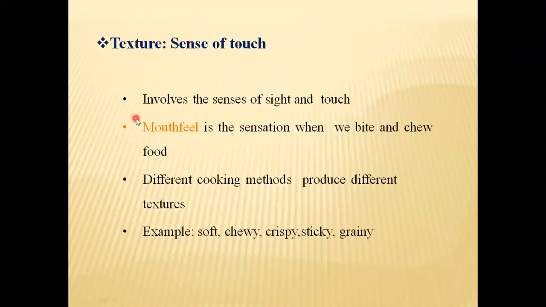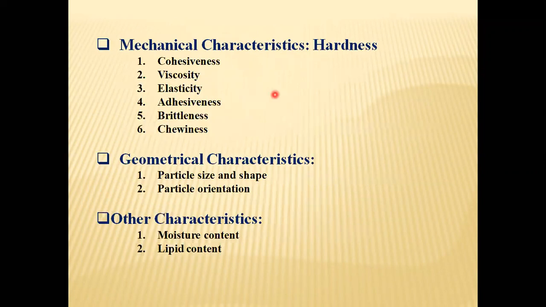Now we will deal with texture. What is meant by texture? Texture of a particular food product is tested by the sense of touch. It involves the sense of sight as well as touch. Mouth feel and hand feel both indicate the texture of that particular food product. So there are different mechanical characteristics, then geometrical characteristics and other characteristics, which indicate what kind of texture that particular food product has.